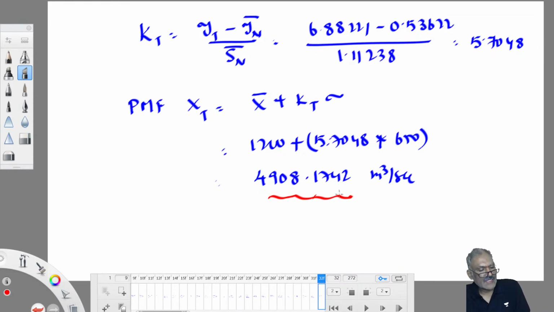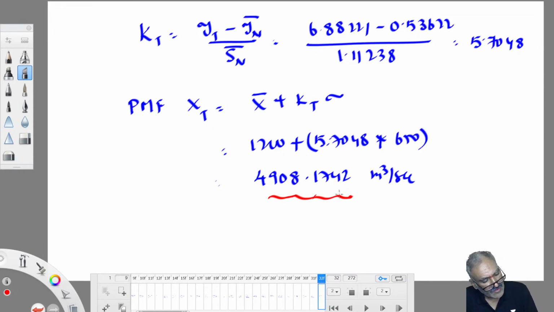Wonderful question, no? Nothing is there, but only the link. How to make use of that probability concept, risk concept, and link it to probable maximum flood or probable maximum precipitation. So this is how we can work out numericals related to this frequency analysis. I hope I covered all varieties of problems.